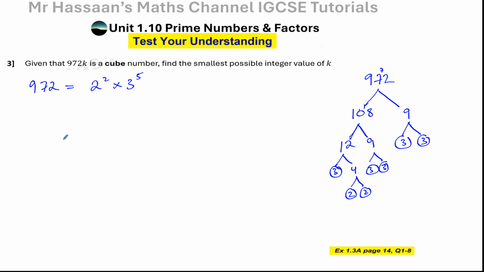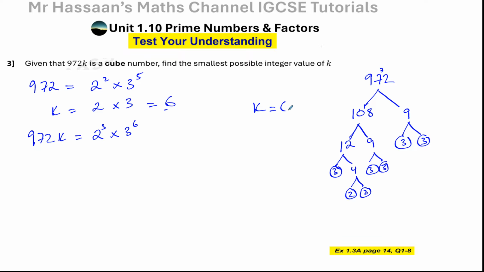Now, for this to be a cube number, 972k will have to equal what? To make it a cube number, all the powers have to be multiples of 3. So for the 2 squared, it has to become 2 cubed. That's the first multiple of 3 you'll find. And 3 to the power of 5 has to be 3 to the power of 6. So that means k must equal, we had to multiply by 2 to make that 2 cubed, multiply that by 3 to make it 3 to the power of 6. So k is equal to 6.